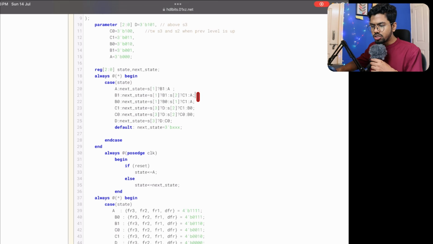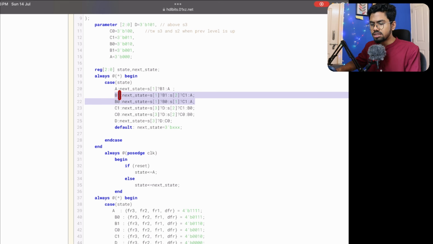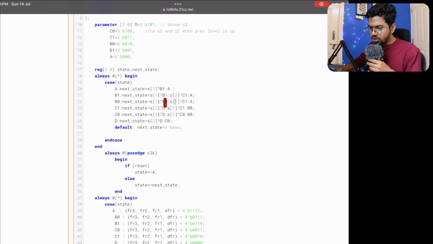Yeah, and another suggestion would be if such kind of things are a little confusing, you can go with the if-else way also. But here I can see one issue, and that is, see, if it is s1, then I'll stay at b1 for sure, or else I'll go to down.